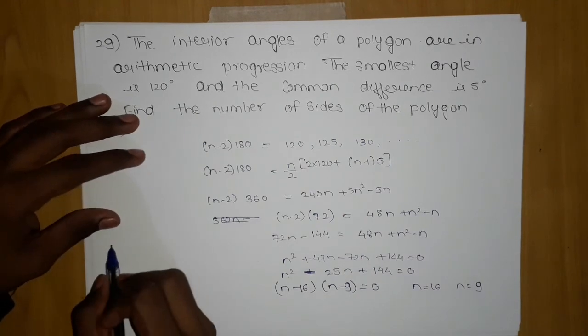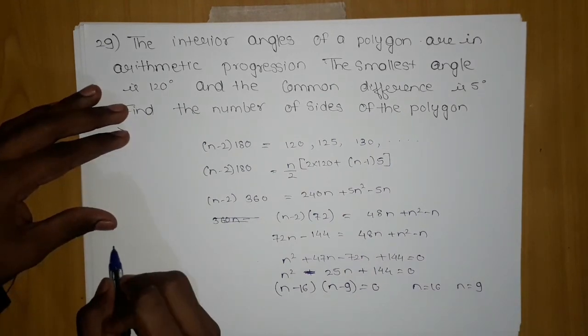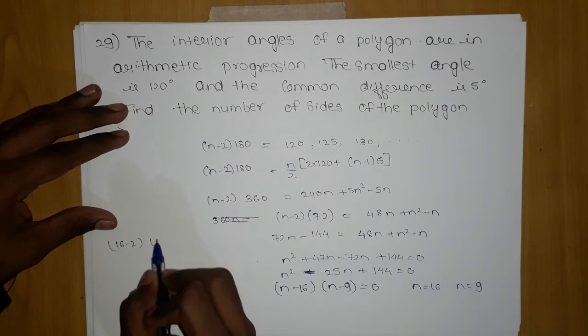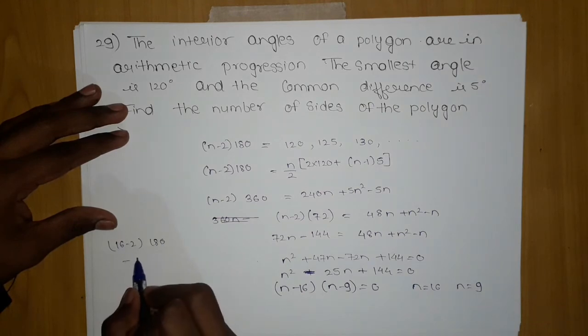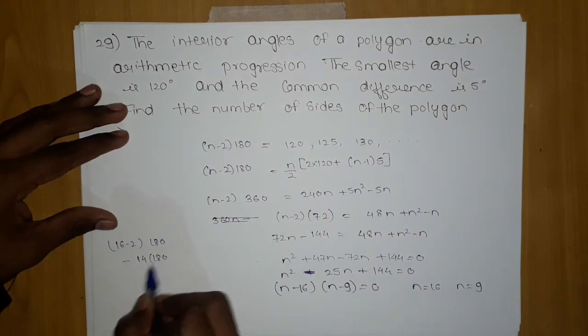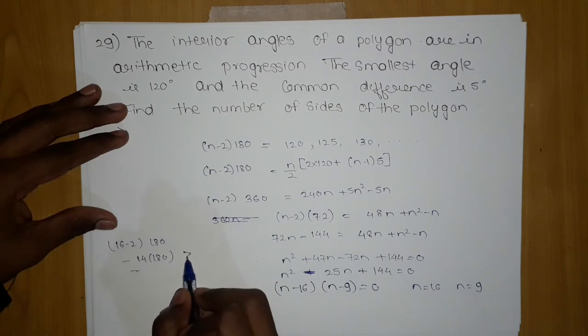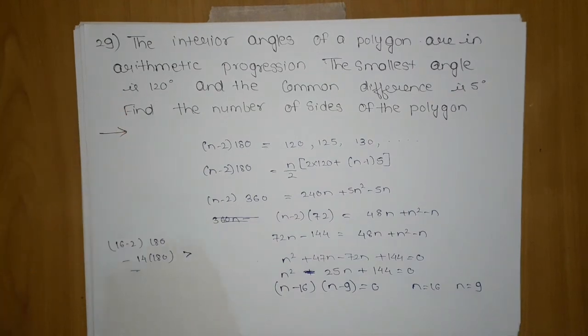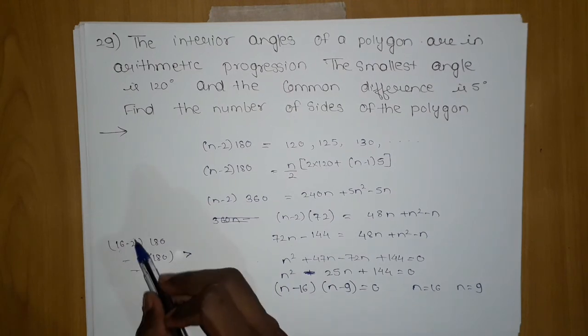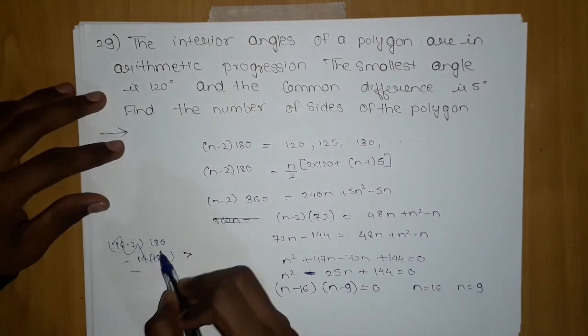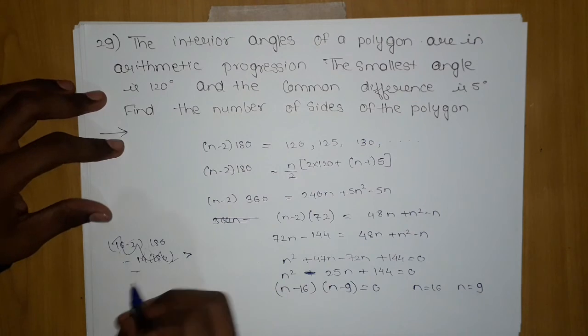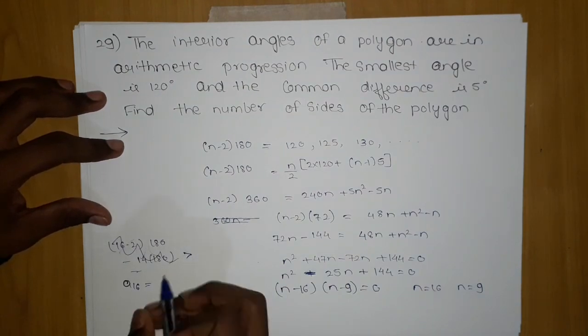Now if I put n equals 16, then (16 minus 2) into 180, which is 14 into 180, and you can see it is greater than... we cannot predict it by checking the sum for 16. We want to find the 16th angle, which will be what?